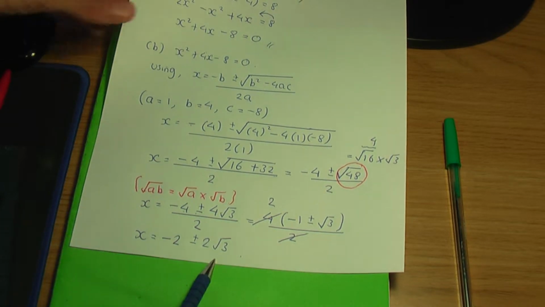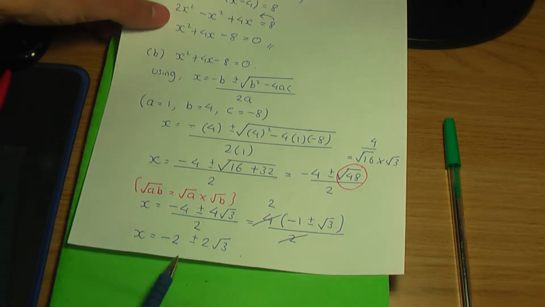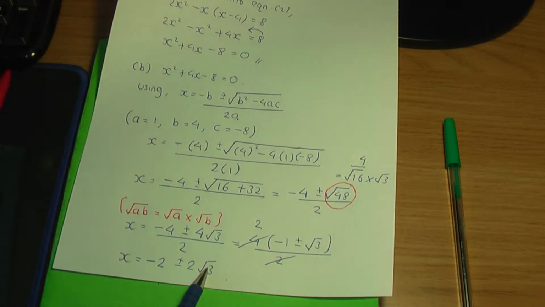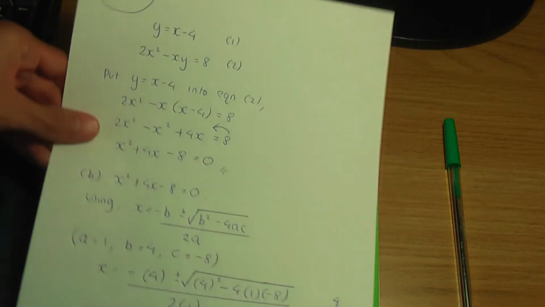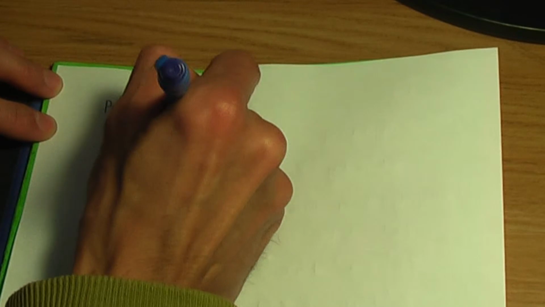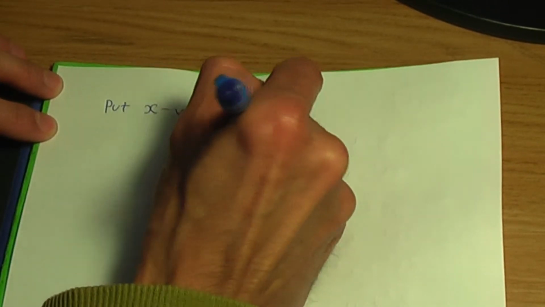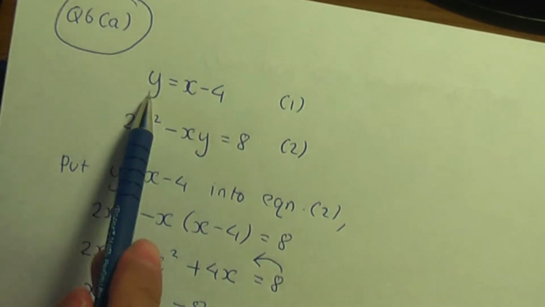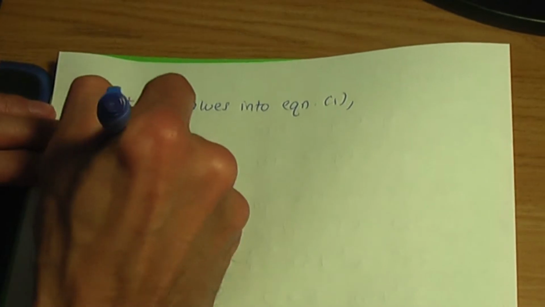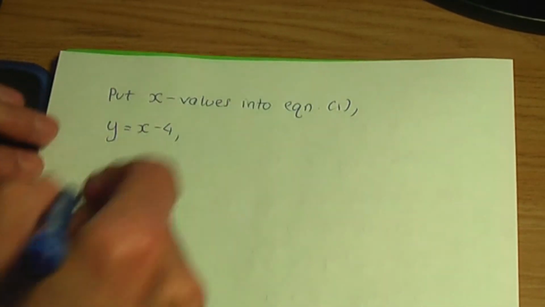So we have the x solutions, we need the corresponding y solutions. To calculate the y solutions, let me put these x values into equation number 1. So equation number 1, let's remind ourselves, reads y equals x minus 4. So let's copy that down. So y is equal to x minus 4.